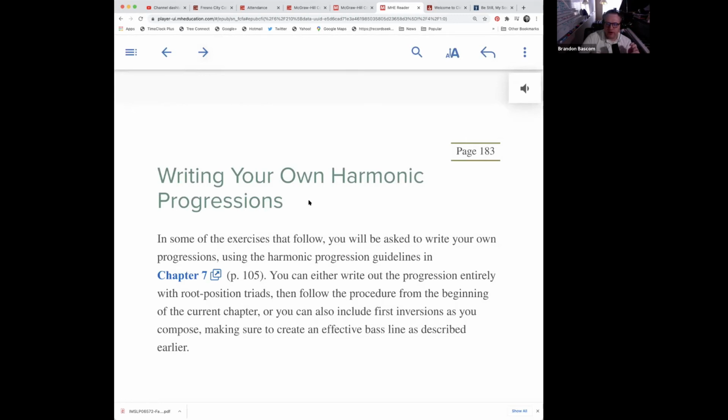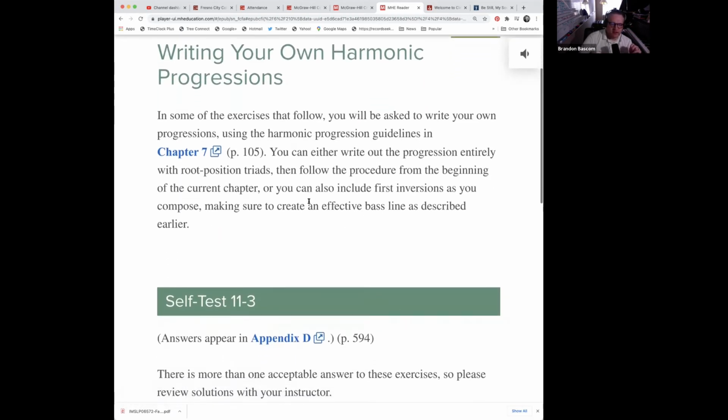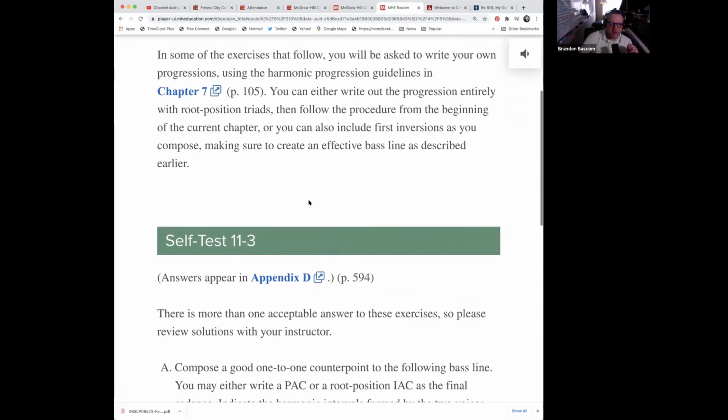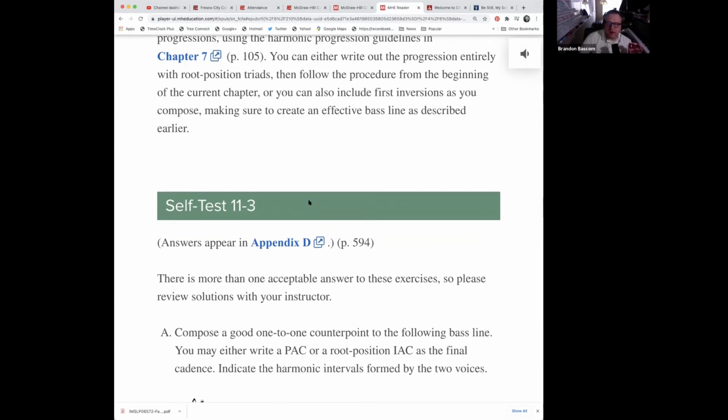Writing your own harmonic progressions. In some of the exercises that follow, you will be asked to write your own progressions using the harmonic progression guidelines in Chapter 7. You can either write out the progression entirely with root position triads, then follow the procedure from the beginning of the current chapter, or you can also include first inversions as you compose, making sure to create an effective bass line as described earlier. Does that make sense?